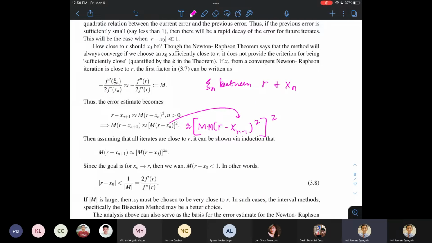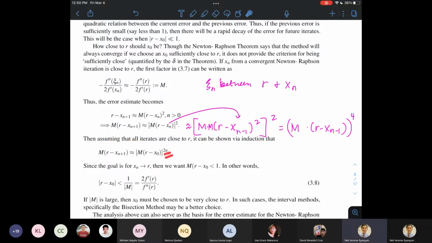Meron pang m dito kasi nga m times nga pala yon. So this will be m squared times r minus x sub n minus 1. Pwede ko na palang ilabas yung square din. Magiging to the fourth na siya. Okay. Tapos you can do this repetitively. So magiging ano naman siya, m times r minus x sub n minus 2 raised to the 6th power and so on. So you can do this process repetitively and you will get this estimate.